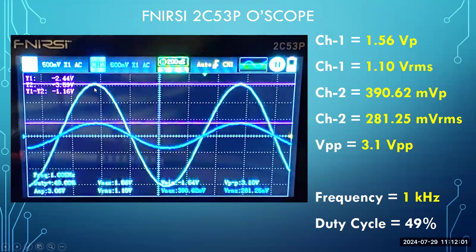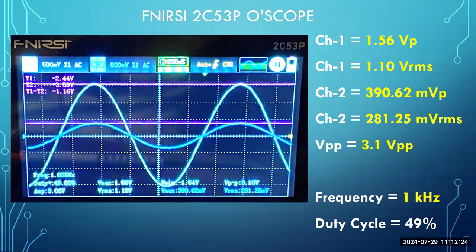I can put the cursor at the top of one waveform, the second cursor at the top of the other one, and then rather than squint and read this, I just have the values interpreted on the right-hand side of our display. So channel 1 is showing us a volt peak that's pretty close to 1.5. It's slightly more.